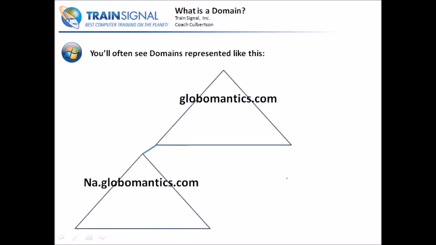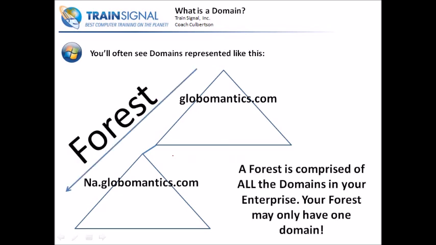Now, a lot of times you'll see domains represented with triangles in network diagrams like what you're seeing here. I just want to talk to you about what this might mean and throw a few more terms at you when we're talking about domains, okay? Now, first of all, when you have multiple domains, a lot of times we'll often have a forest of domains, okay? A forest is comprised of all of the domains in your enterprise. So in this instance, we have globomantics.com, and by the way, globomantics.com is considered to be our forest root. Basically, it's our very first domain in our forest, all right?